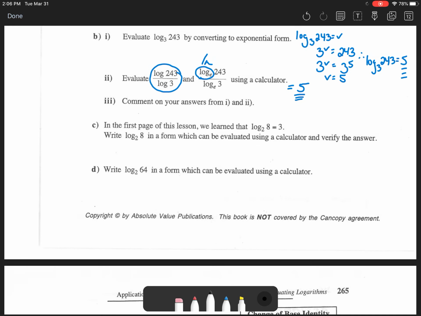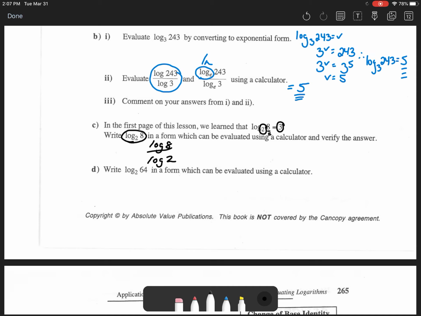Now in C, it says, in the first part of this lesson, we learned that log base 2 of 8 was equal to 3. So remember, 2 to the exponent of 3 equals 8. That's how we convert from log form to exponential form. Write log base 2 of 8 in a form which can be evaluated using a calculator. So if I wanted to evaluate this on my calculator, I simply go log 8 all over log 2. So it's always log of the argument over log of the base.